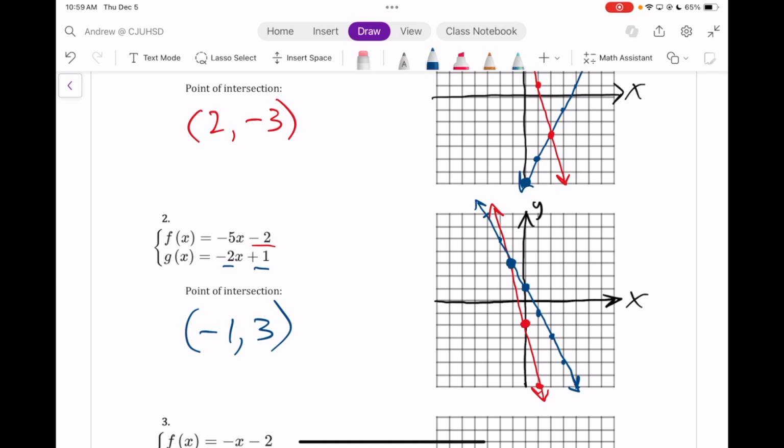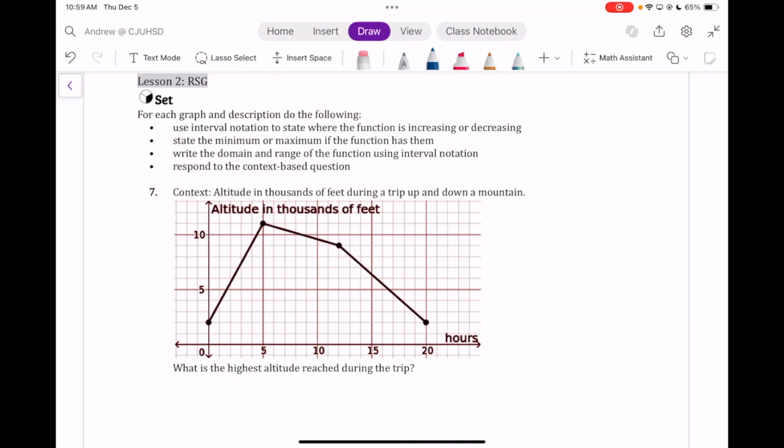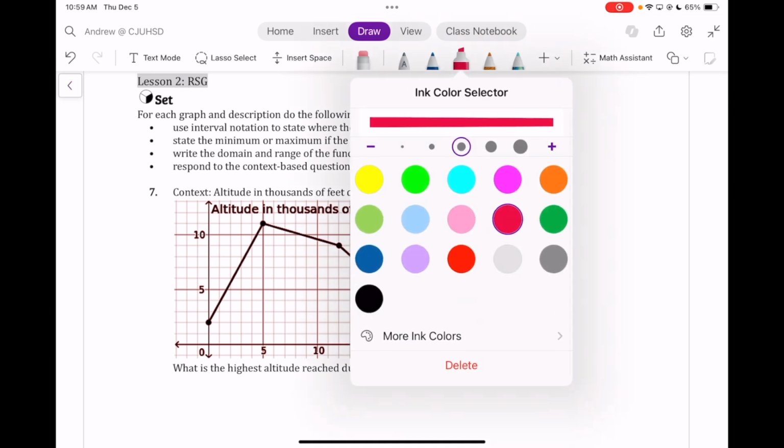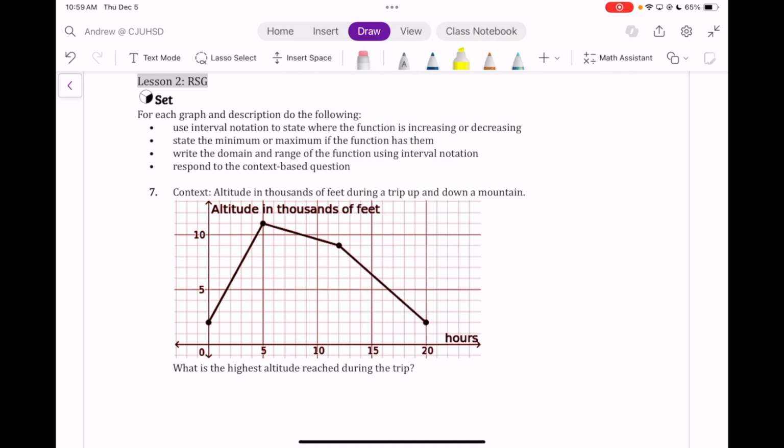Now we're going to go down to the graphs in the set section. Now notice there's a number of things we're going to do for each graph. We're going to state where it's increasing, where it's decreasing. We're going to write the minimum or the maximum. We're going to write the domain, we're going to write the range, and we're going to answer the question that's underneath the graph.